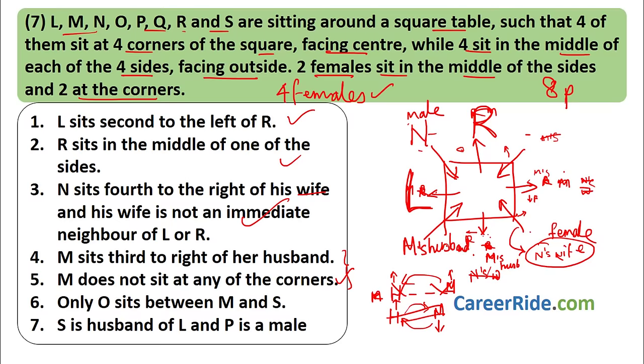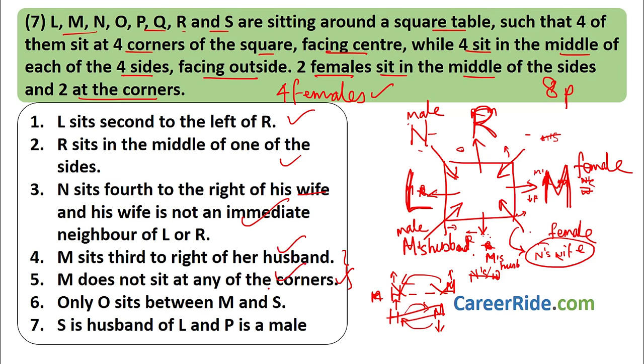We do not know who is M's husband. Let us write just M's husband, okay. Right hand side is this, 1, 2 and 3. So M will be here, okay. This is M. M is female, M's husband is male, okay. Next, this is done, this is done.